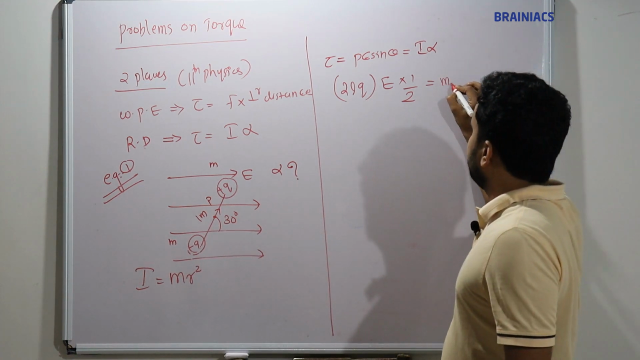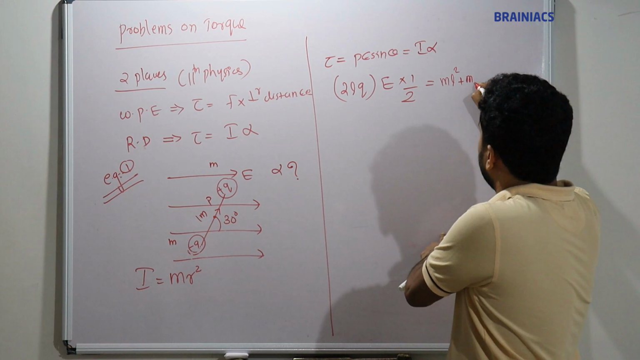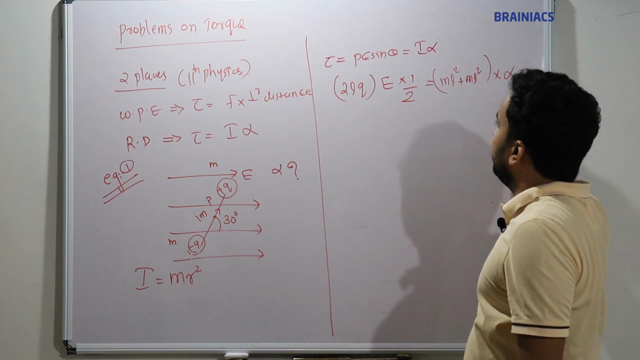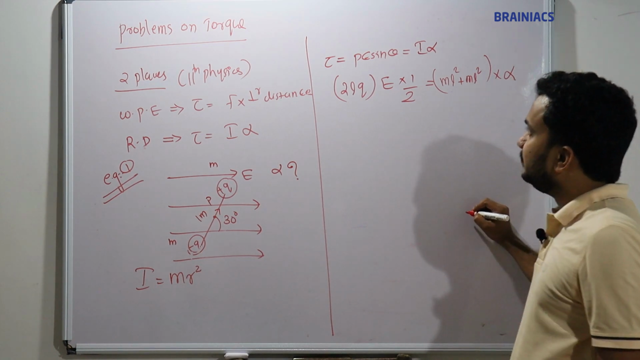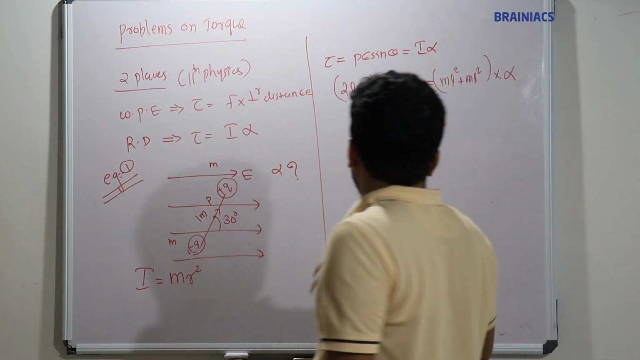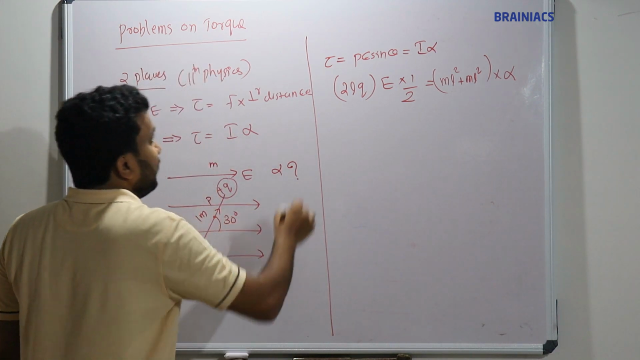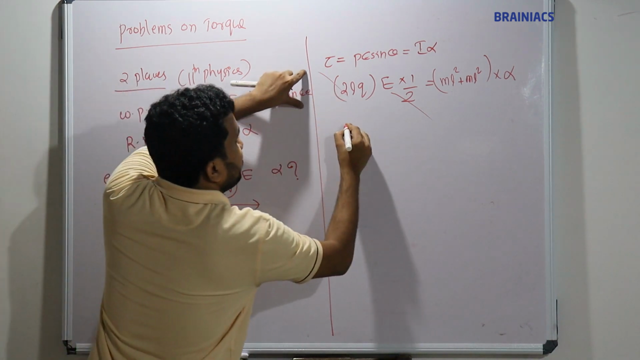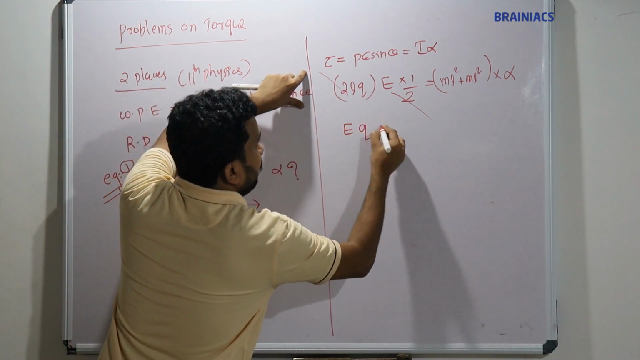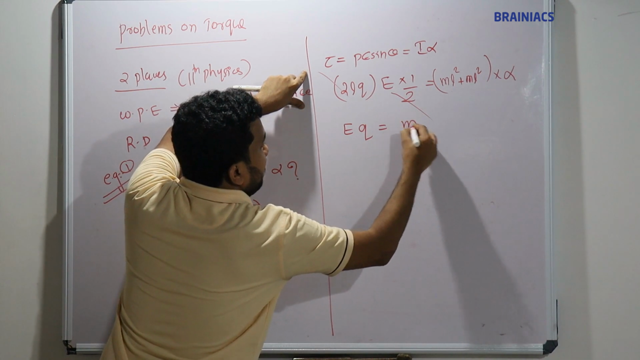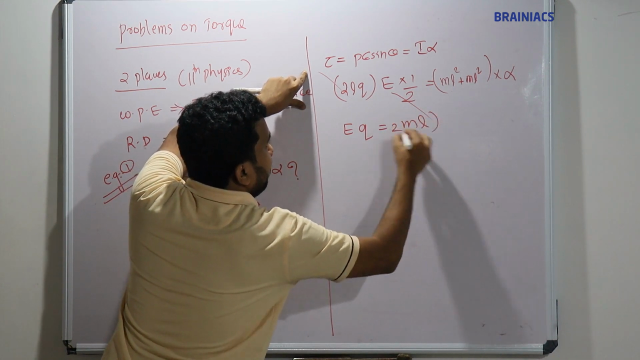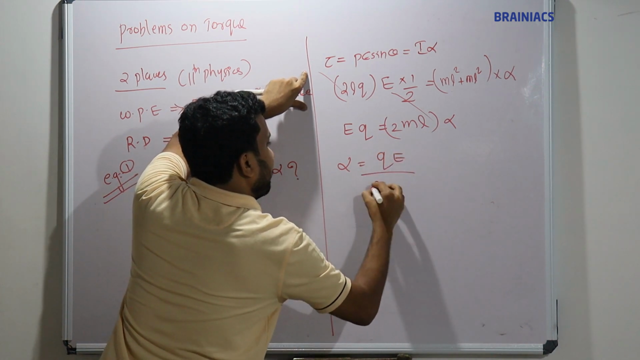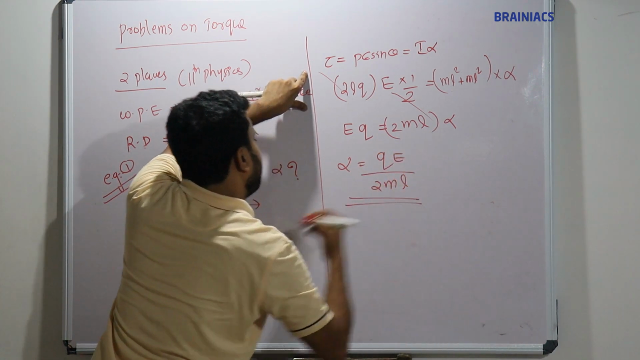There are two bodies. First body, ml². Second body, plus q charge and minus q charge, ml² and ml², and alpha. We need to find out the value of alpha. That is the intention of this one. Here we can cancel the 2 and 2, L and L. So what will come here? EQ will come. What will come on the right side? ml plus ml, so 2ml into alpha. Alpha equal to QE divided by 2ml is the right answer.